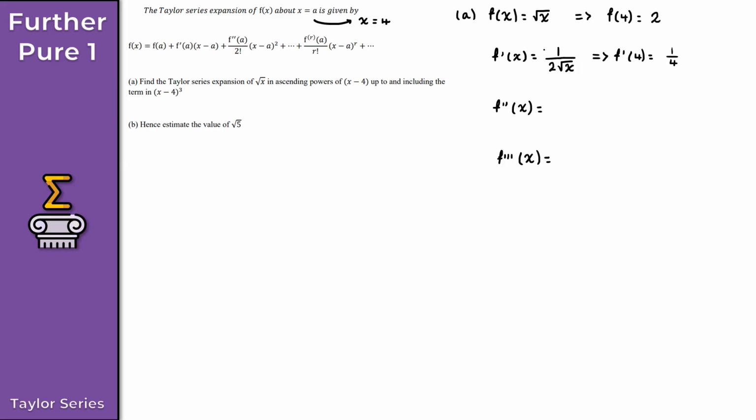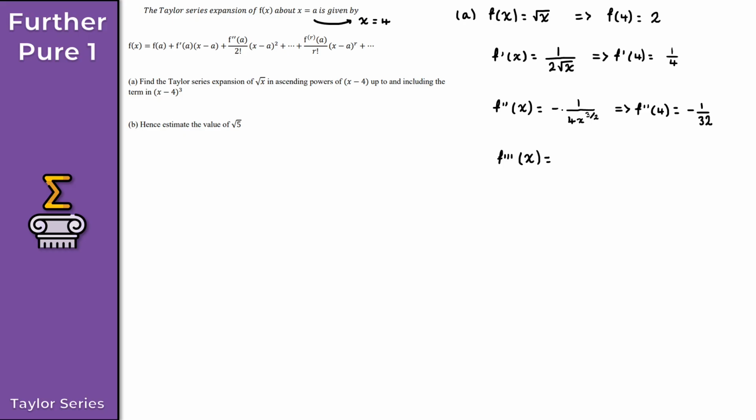Now for the second derivative, just differentiate this with respect to x. You should get minus 1 all over 4x to the power of 3 over 2, like so. Again, don't forget to evaluate this at this point here. If you do this correctly, what you should obtain is minus 1 over 32.